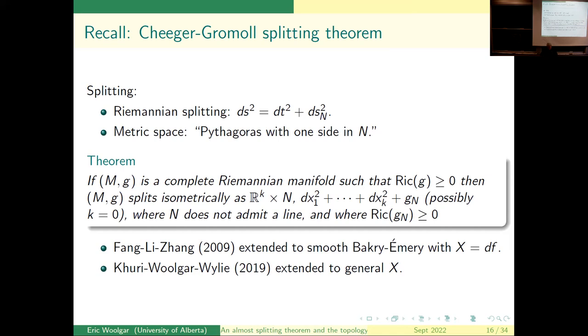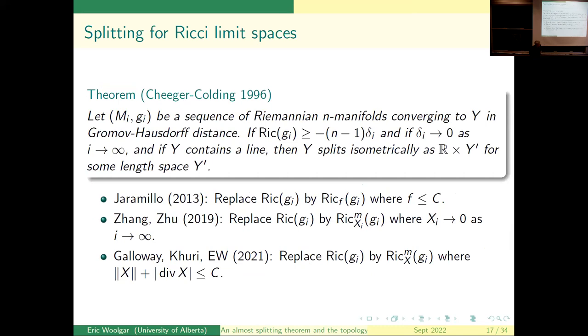Okay, so where were we? Ricci limit spaces, which dates back to Cheeger and Colding, a series of papers in the 1990s. This one came from a particular paper. Basically the idea is if you've got a sequence of manifolds and they don't quite satisfy the Ricci positivity condition, but we're going to send the failure to zero from below, and if you have a line, then does the limit space split?